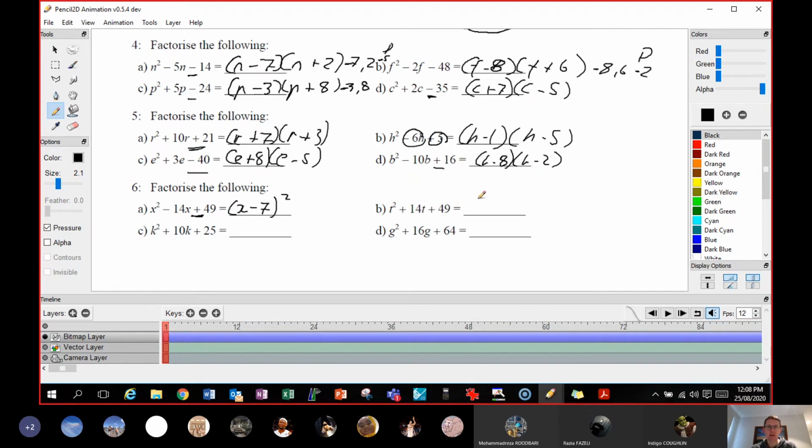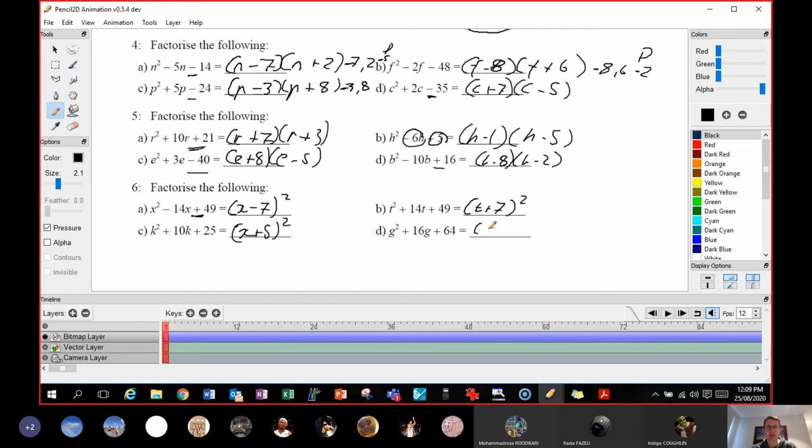Here, they're going to both be the same, and they need to be positive, and that's going to be, again, t plus 7 for both of them. There's going to be 2 of them, so it's t plus 7 squared. Here, we're looking for 2 of them that are the same. Gives you a multiplication of 25 and adds together to be 10. Well, that'd be 5 times 5, give you 10. So it's going to be x plus 5, which is x plus 5 squared.